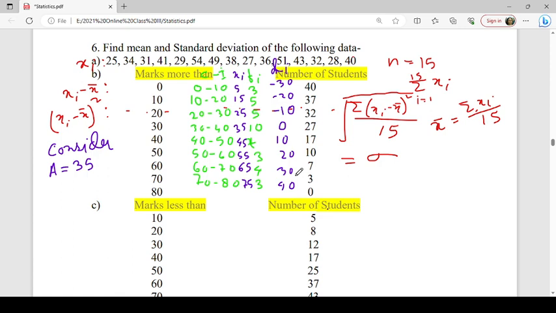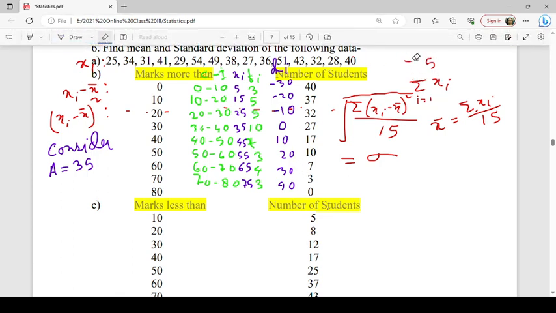Then we require ui. Let us erase these things. We will erase this one, this is for ungrouped data.